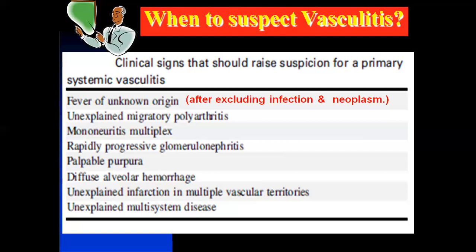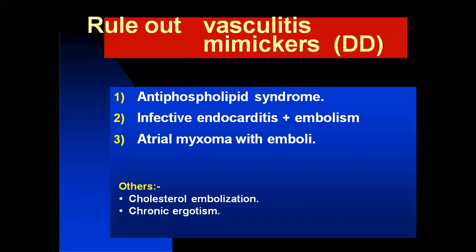So these are some clinical symptoms, the signs that might suggest that the person is suffering from vasculitis. And what differential diagnosis do we have? That is, how do we rule out the mimickers? Mimickers are diseases which produce symptoms similar to the disease you are studying, but they are different.